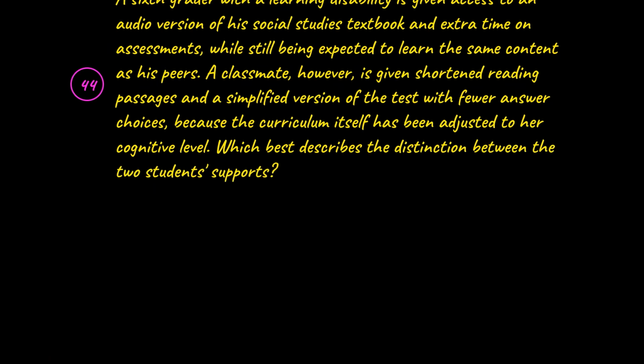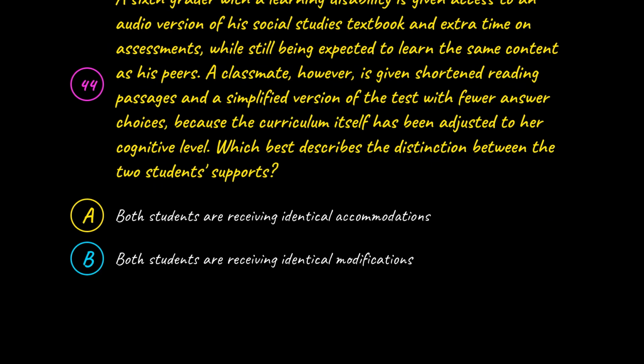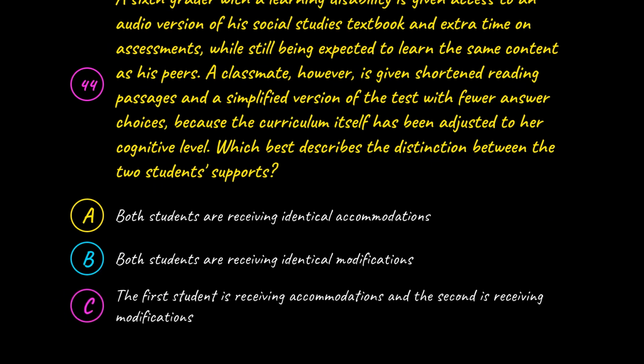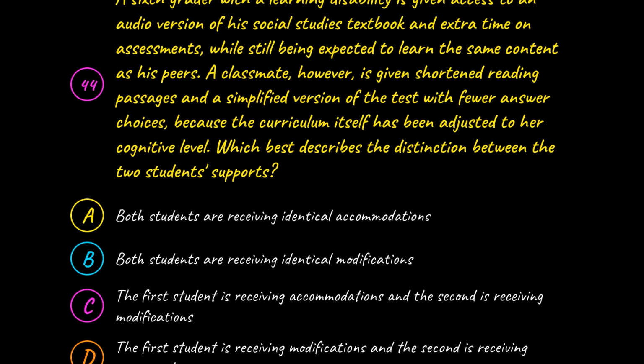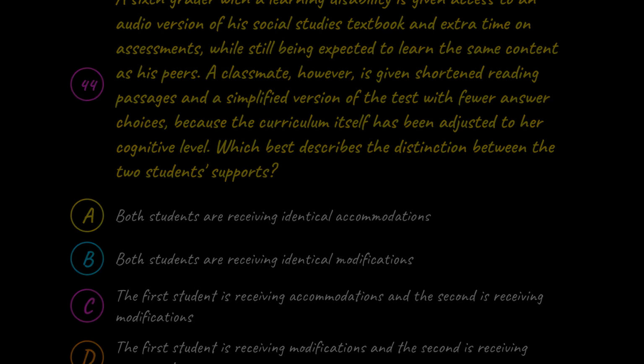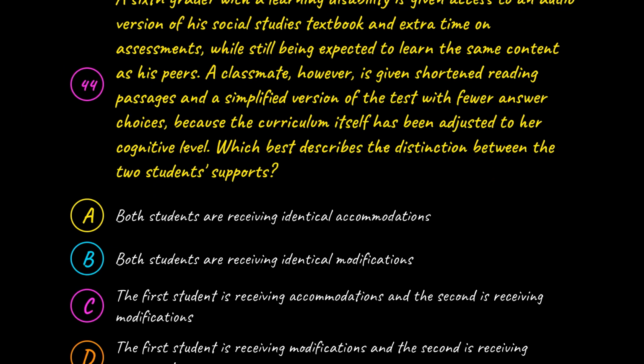Your options are: A. Both students are receiving identical accommodations. B. Both students are receiving identical modifications. C. The first student is receiving accommodations and the second is receiving modifications. D. The first student is receiving modifications and the second is receiving accommodations. What's your answer? Commit to one before I continue.